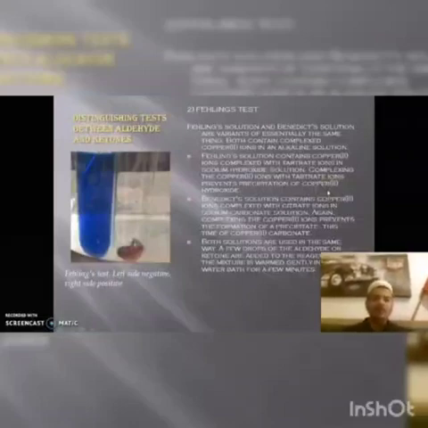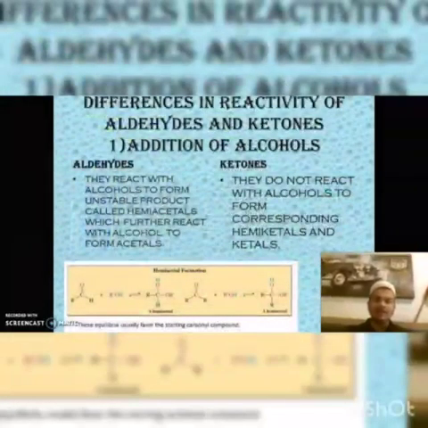So both solutions are used in the same way. A few drops of the aldehyde or ketone are added to the reagent and the mixture is warmed gently in a hot water bath for a few minutes and then we can see the results.